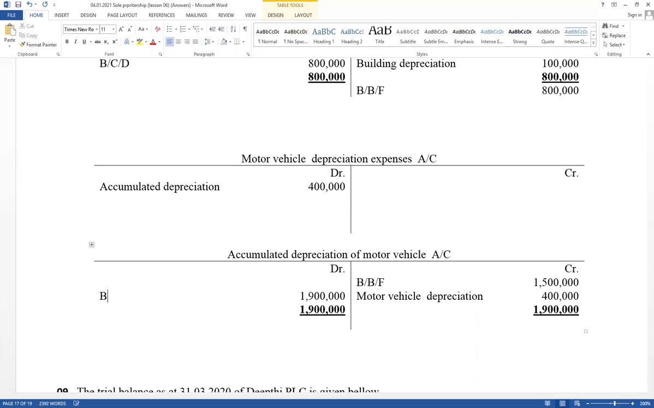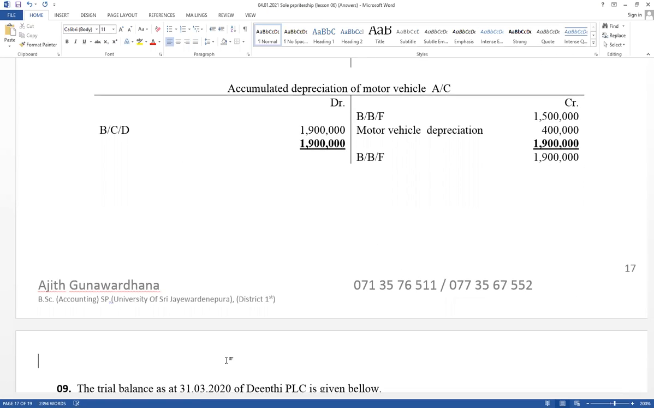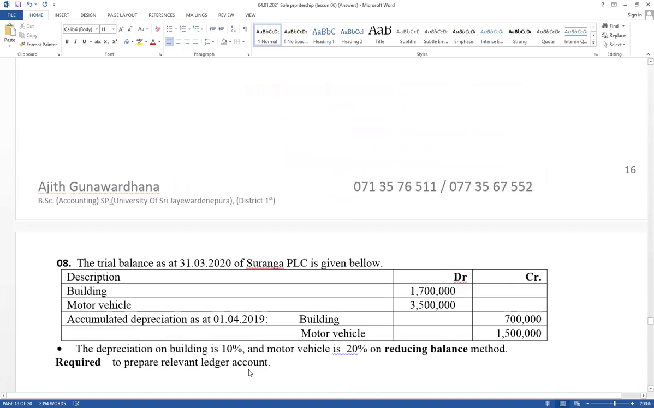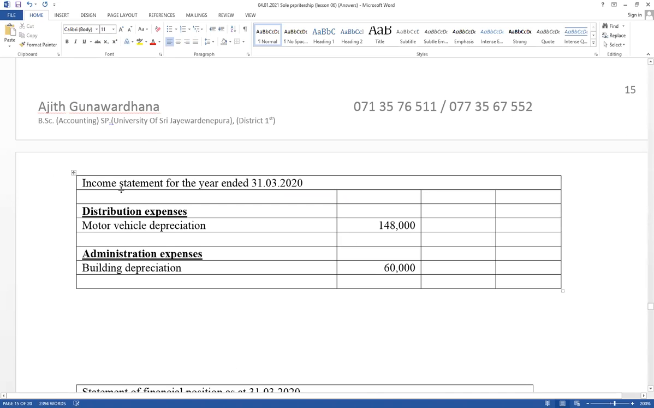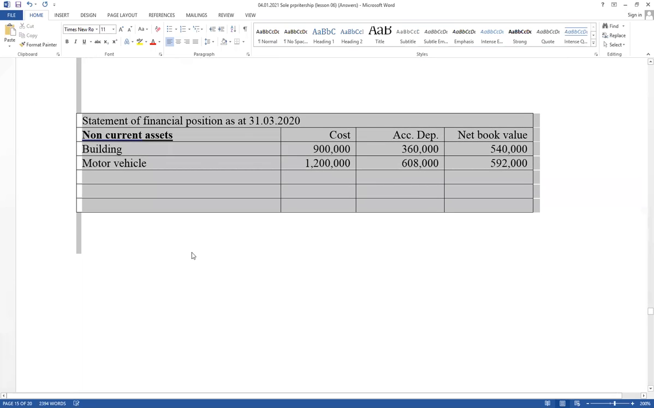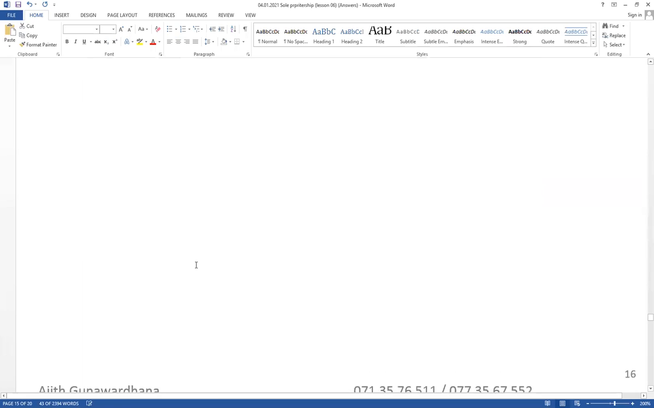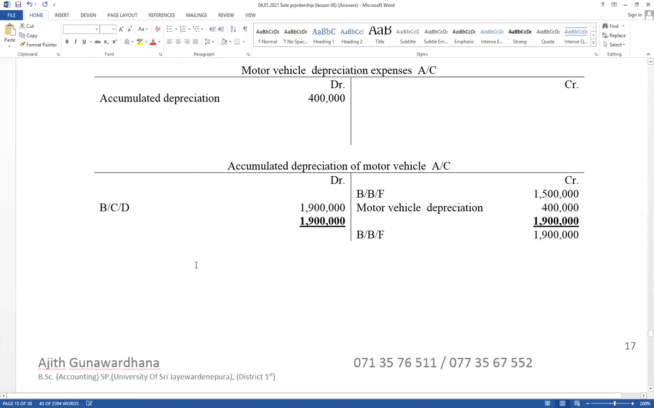Debit side balance carried down. That value is brought forward on the credit side. Balance brought forward 1.9 million. Therefore, this value should be included in the financial position as accumulated depreciation. Now think how to disclose in the income statement and financial position. Annual depreciation should be included in the income statement, and cost value and accumulated depreciation should be included in the financial position.